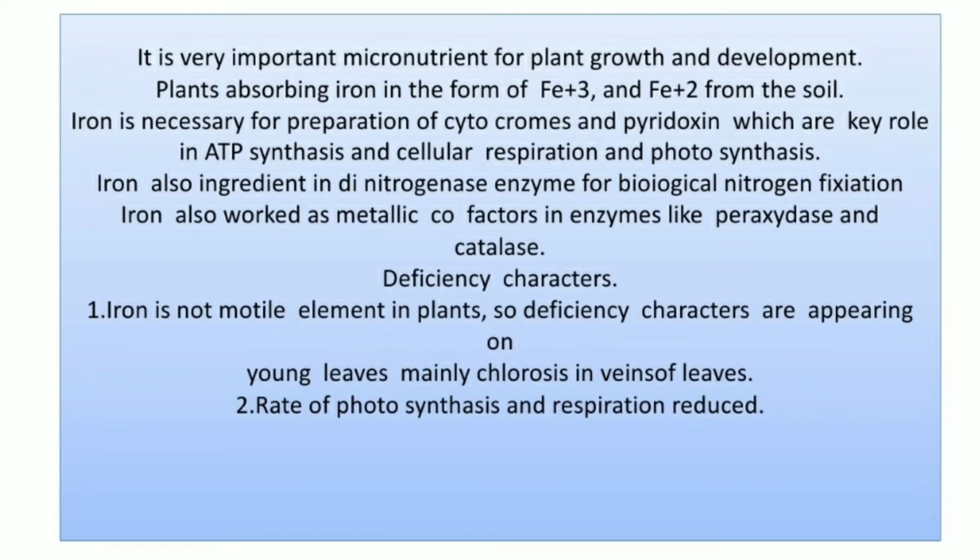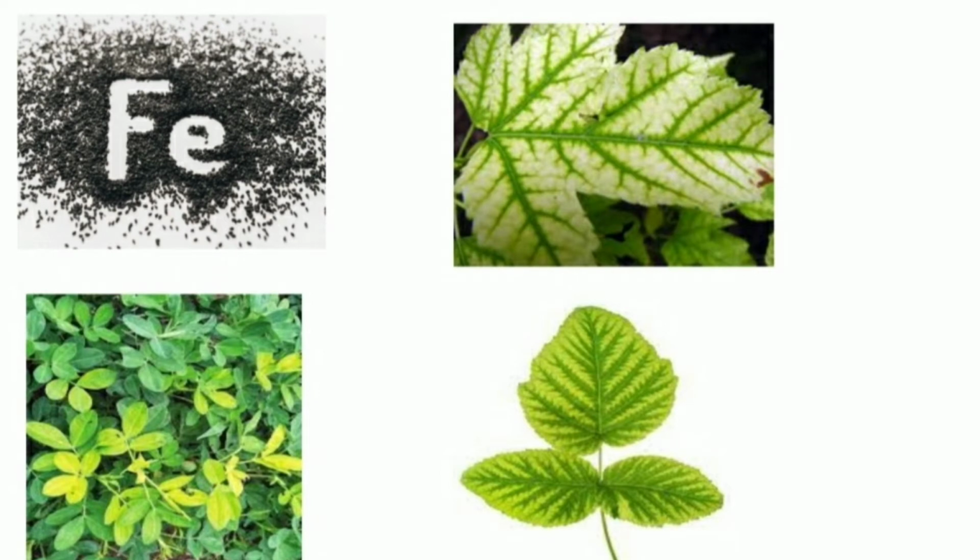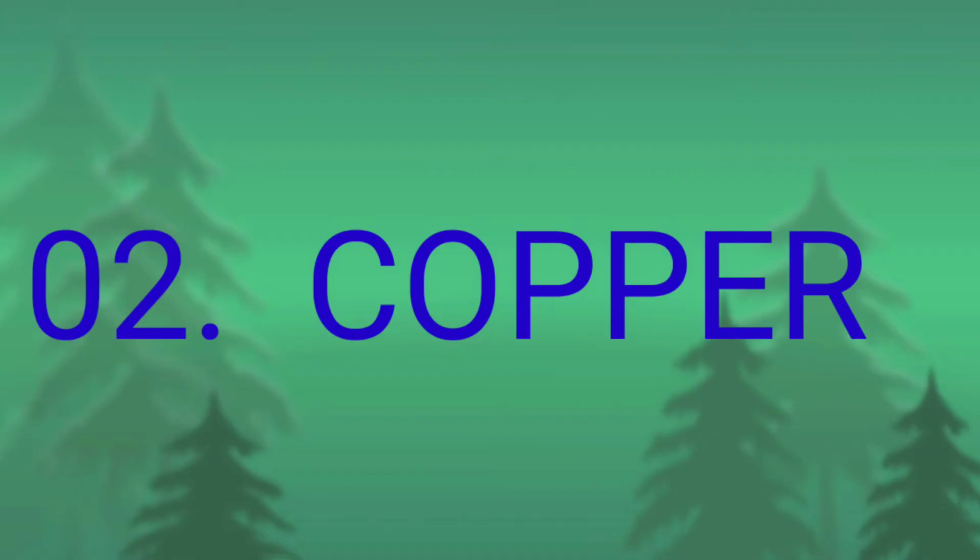The rate of photosynthesis is also reduced by iron deficiency in plants. These are the deficiency symptoms identified in some plants, with examples given in the diagrams. The veins turn yellowish in color. So this is the main deficiency symptom of iron in plants.